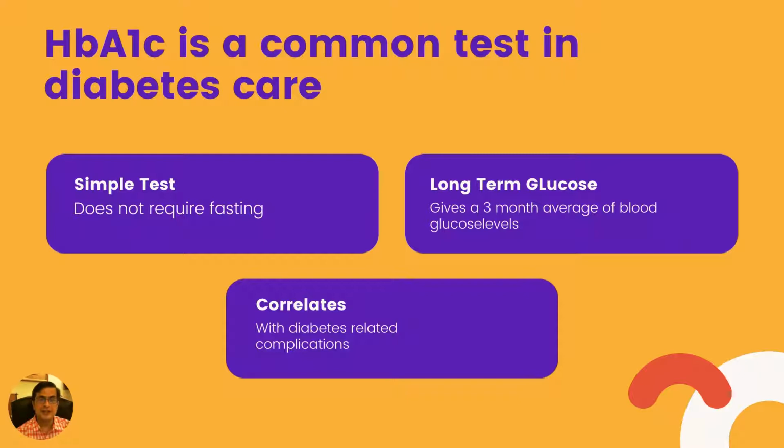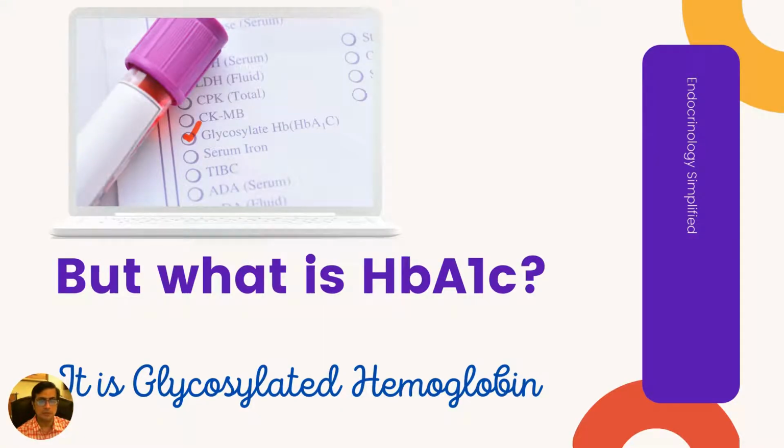The other good thing about the test is that it gives you an idea of the long-term glucose control. A single blood test gives you a 3-month average of the blood glucose levels. The third point is that it is associated with diabetes-related complications.